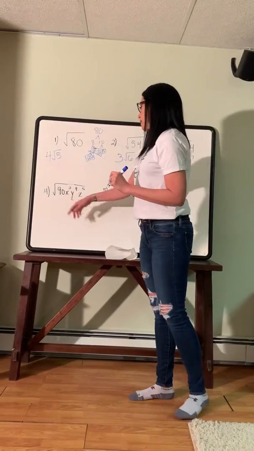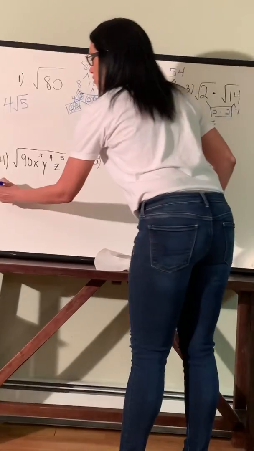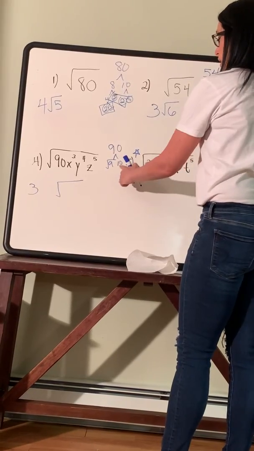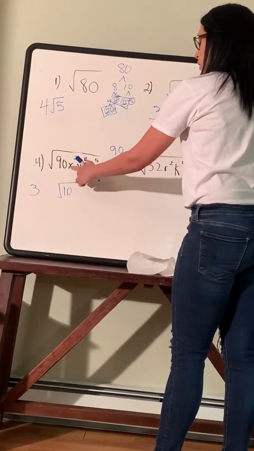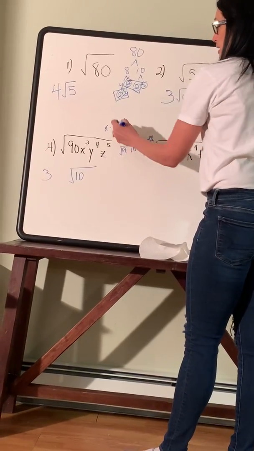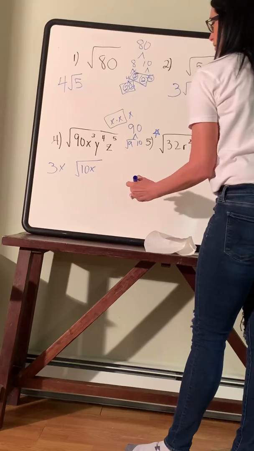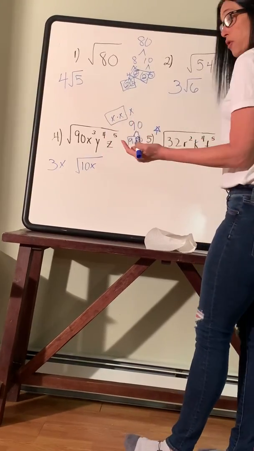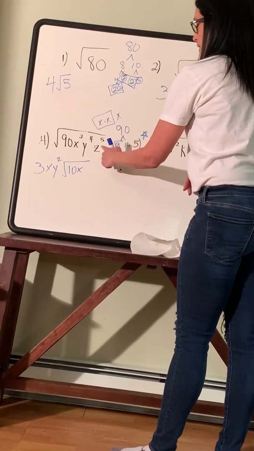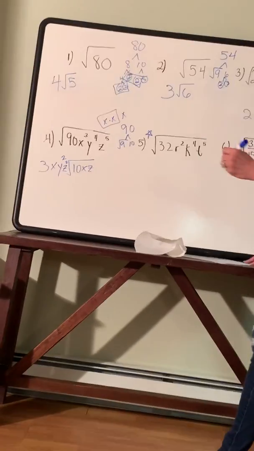Then on this one, same thing, 90 is 9 times 10. 9 is a perfect square, so the 3 goes out. And I'm going to leave myself room because I don't know what's going to happen with these variables. This 10 stays on the inside. When I take the square root of x to the 3rd power, I'm remembering that it's x times x times x. So I have one set, so that goes on the outside, and the leftover x goes on the inside. Y to the 4th, so if you have 4 of them, if you take the square root, you'll have 2 of them. Z to the 5th, same thing. So I'm going to have z to the 2nd on the outside and just z on the inside. And that's my final answer.